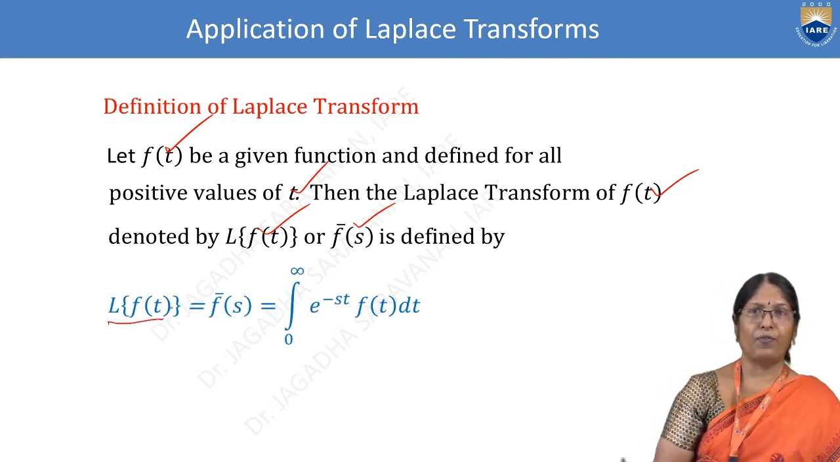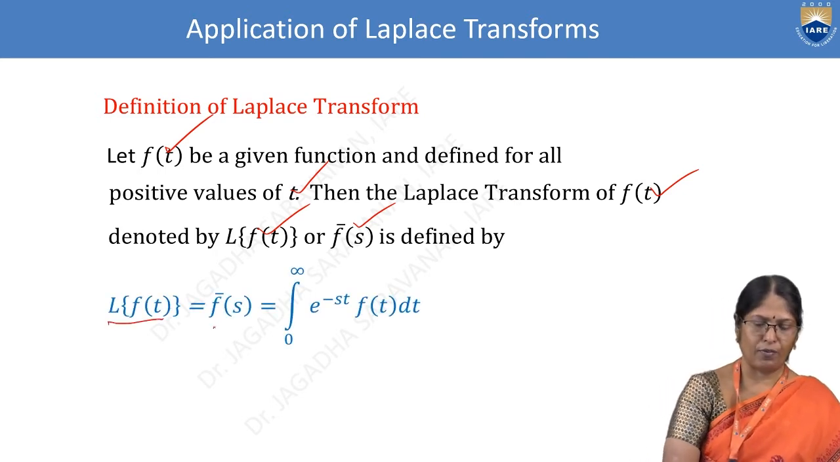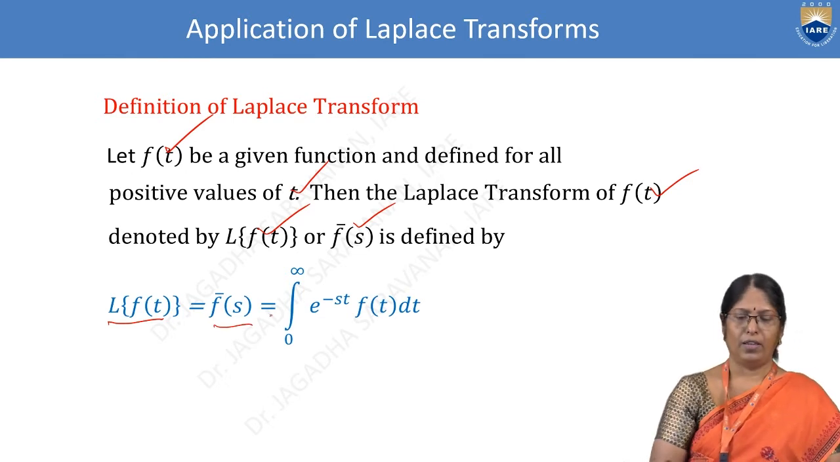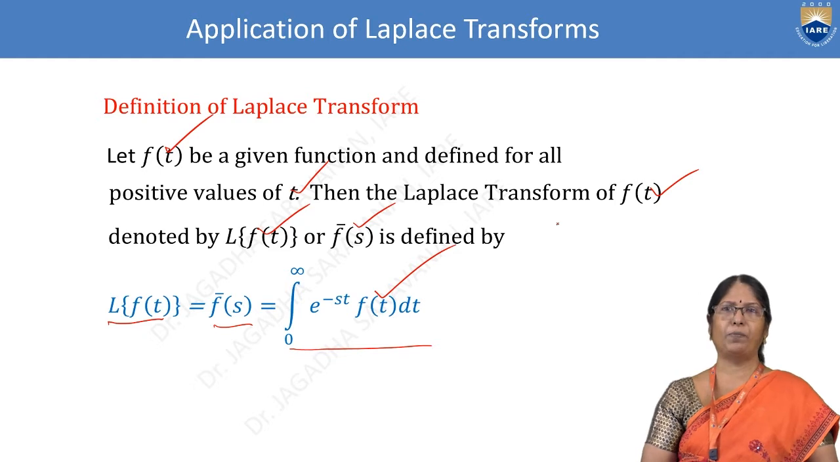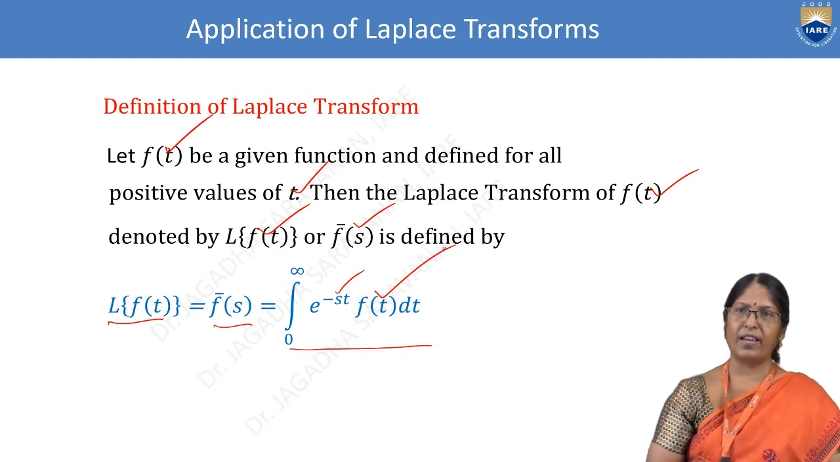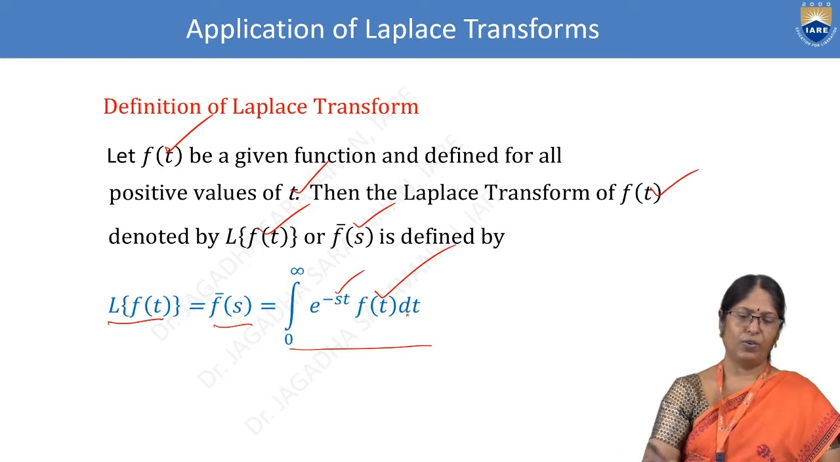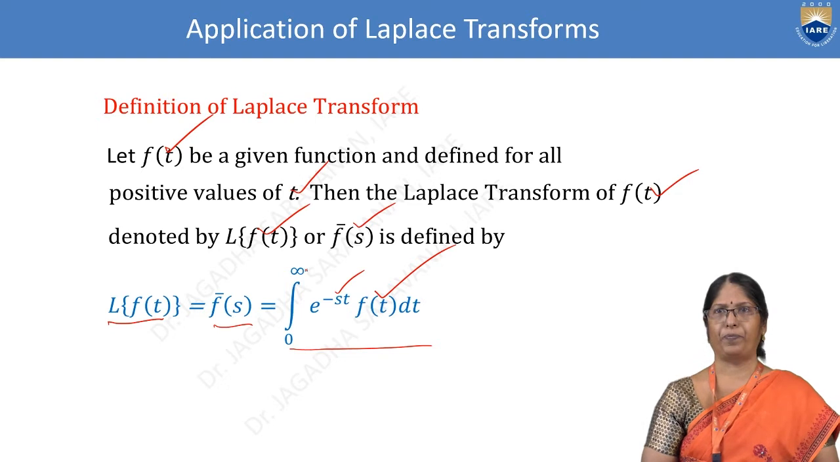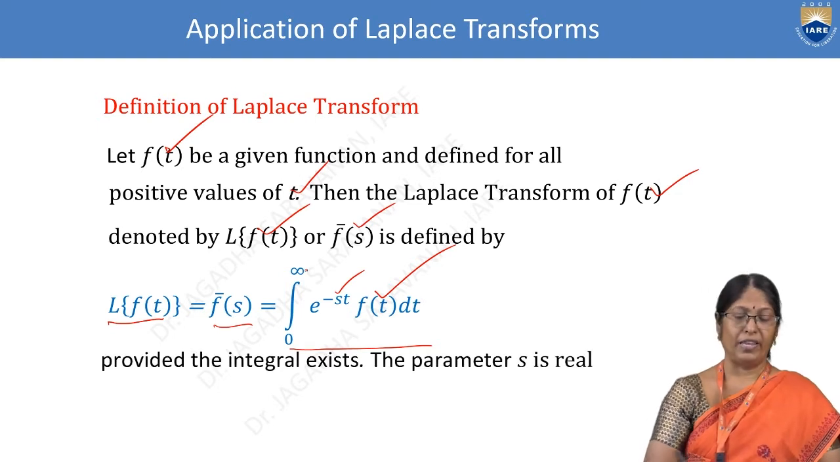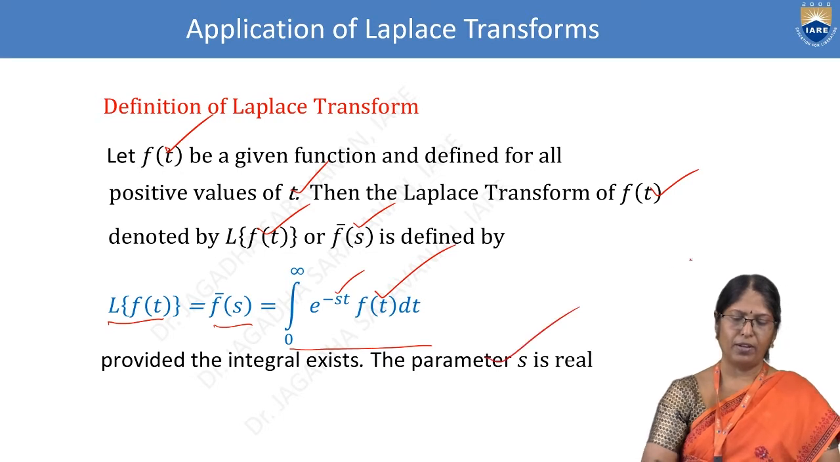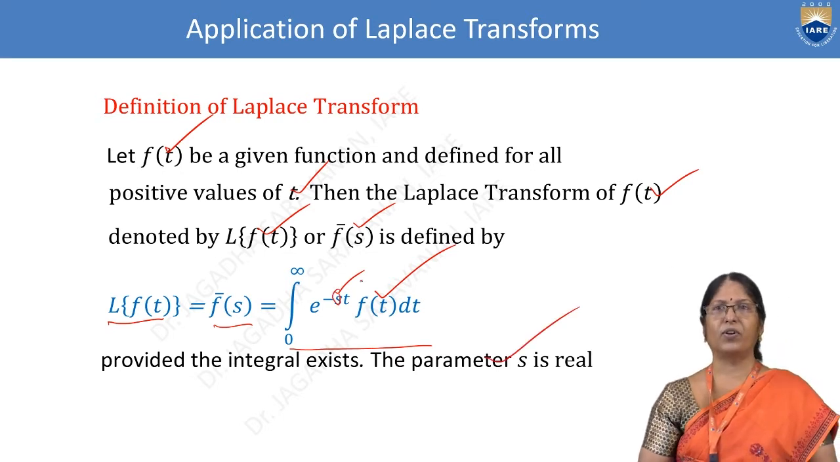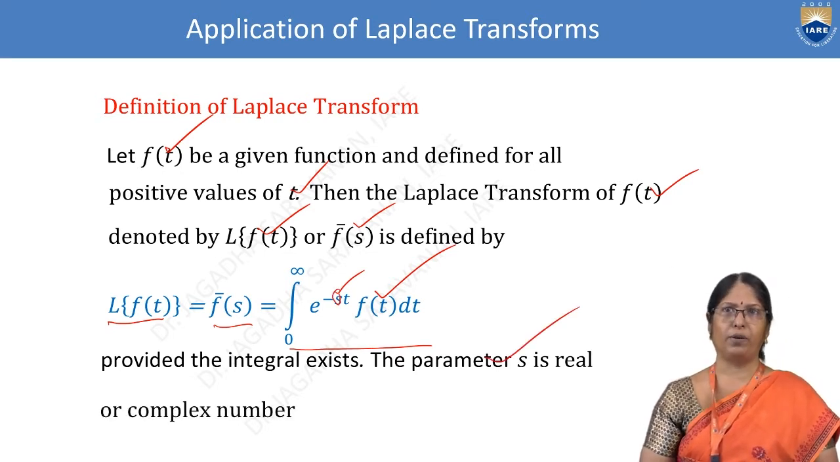Now, L of f of t or f bar of s is the integral between 0 to infinity of f of t multiplied by e power minus st dt. The integral compulsorily should exist, and this parameter s is a real or complex number.